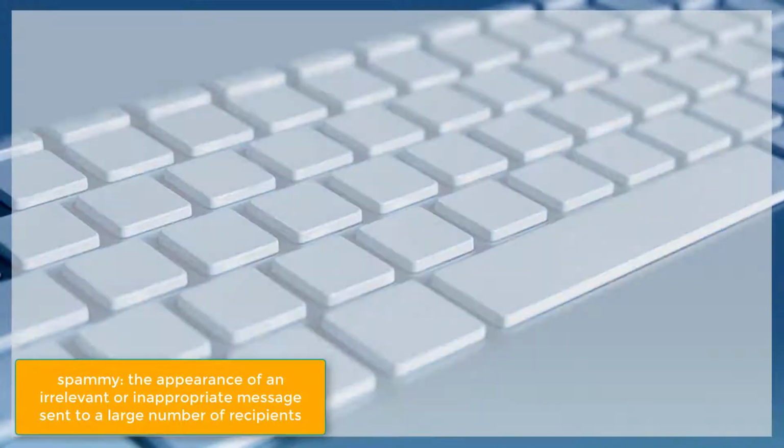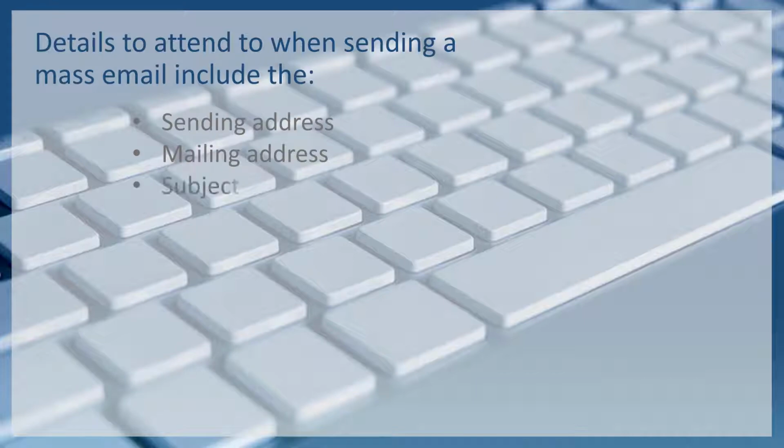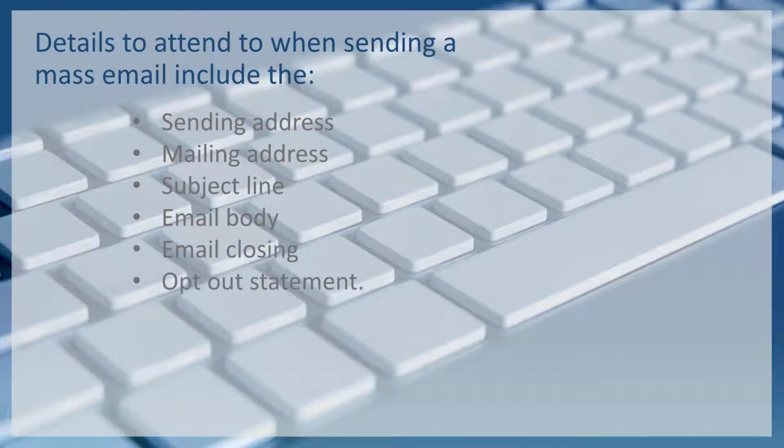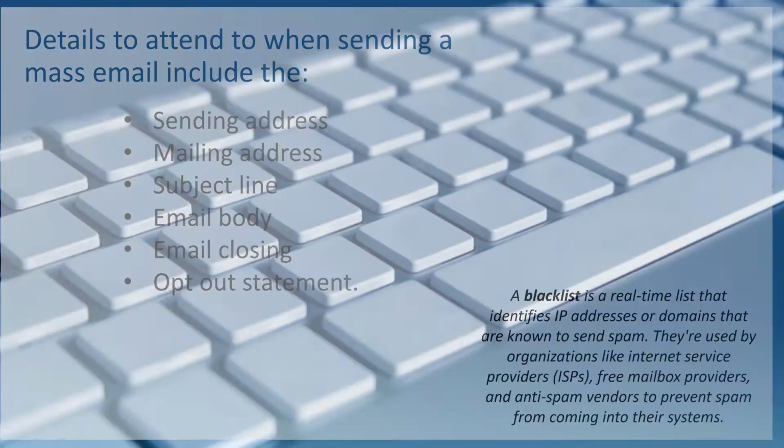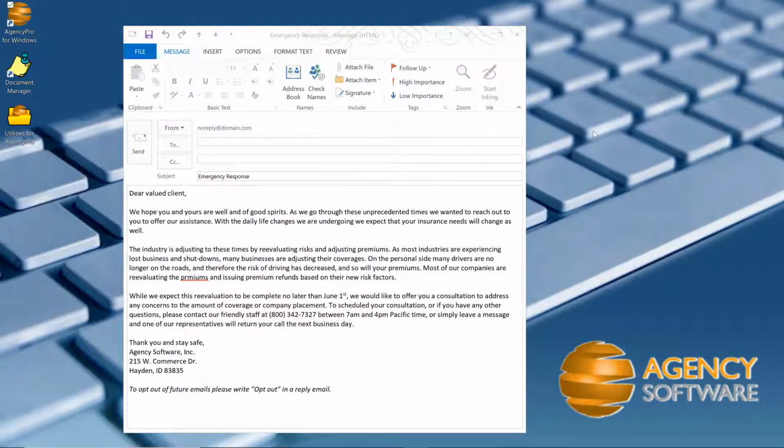Some of these details include your sending address, mailing address, subject line, email body, and email closing. The objective is to stop the recipient from sending your emails to junk or reporting it as spam, or from the email service provider from blacklisting your account. To prevent these actions, try to think of what you might consider marking as spam.